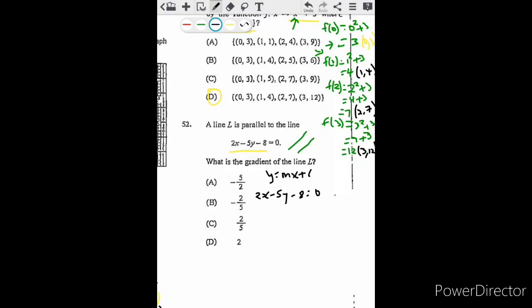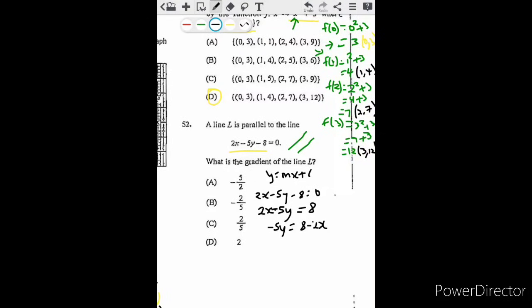So we have 2x minus 5y minus 8 is equal to 0. We're going to have 2x minus 5y is equal to 8. So we're going to take the 8 across and it's going to become a positive. Then we're going to have a negative 5y is equal to 8 minus 2x, because we'll be taking the 2x across the equal sign, so it becomes a negative.